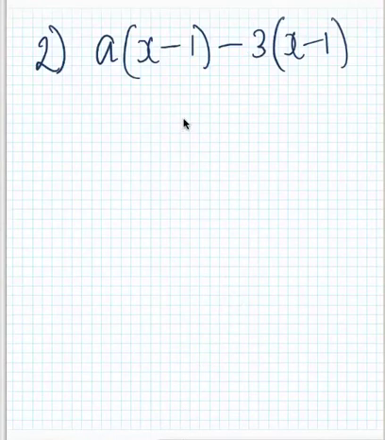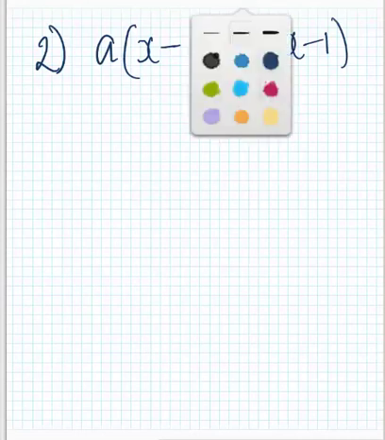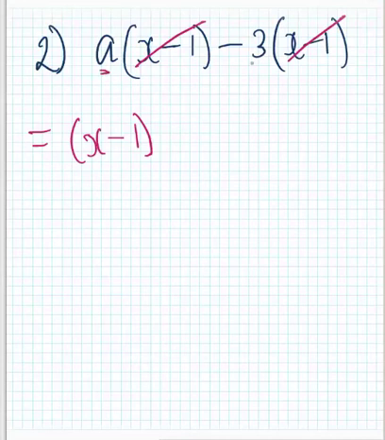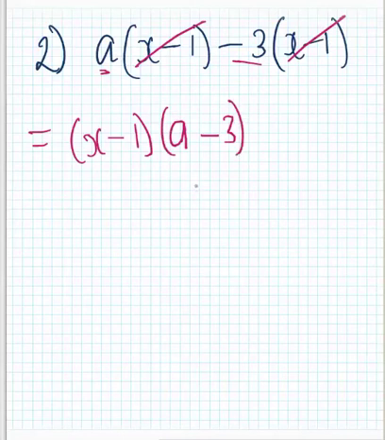With our next question, we have this expression here. So we can see what's in common. Well, x minus 1 is what's in common. So I take that out straight away. It's gone from that side, gone from there. And what is left? A and minus 3. Sorry, a minus 3. And of course, please put this in brackets. And we're done. And don't forget there's an invisible times here.